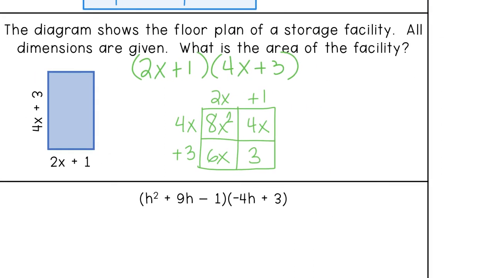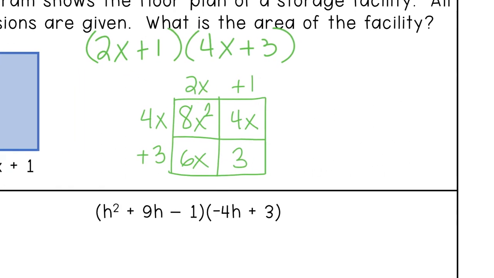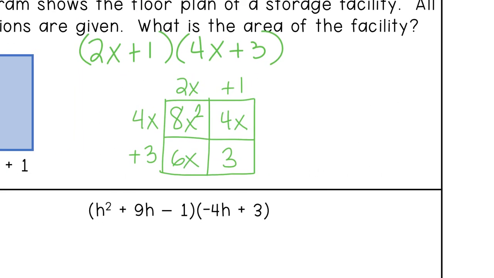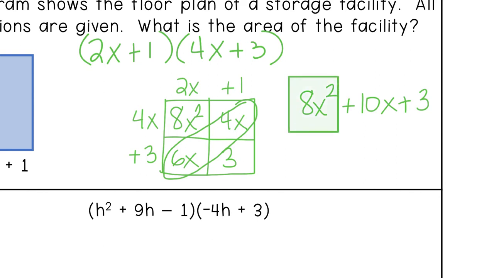Okay, now when we write down our answer, we're going to combine like terms as we go. So 8x squared is the only one that has x to the second power. But then these two in the diagonal both have x, so I can put those together. 6 plus 4 is 10, so 10x. And then I still have my plus 3. So that would be the area of the storage facility.